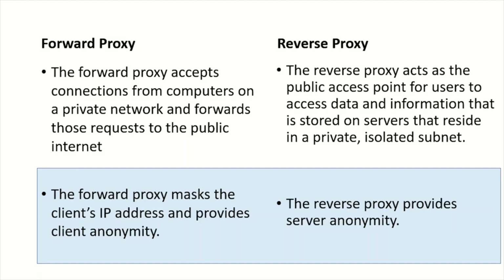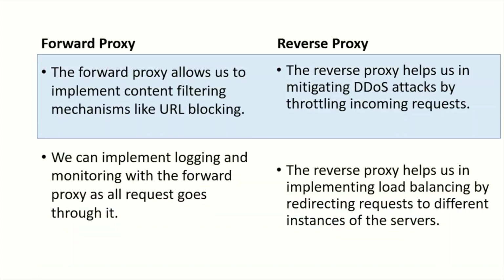The forward proxy masks the client's IP address and provides anonymity, and the reverse proxy provides the server anonymity. In both cases, it is hiding the details of the private network. In case of forward proxy, the private network is the client, and in case of reverse proxy, the private network is the server. The forward proxy allows us to implement content filtering mechanisms like URL blocking.